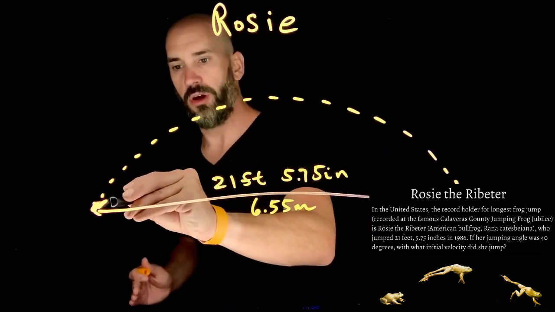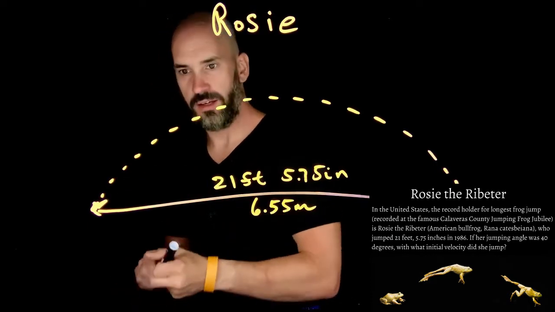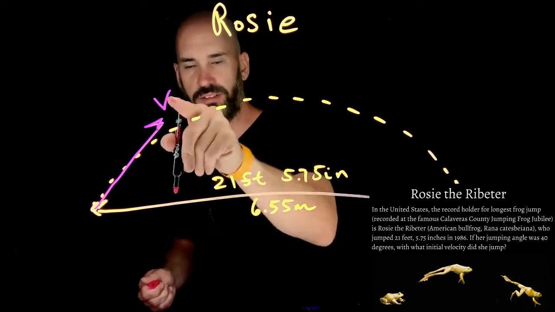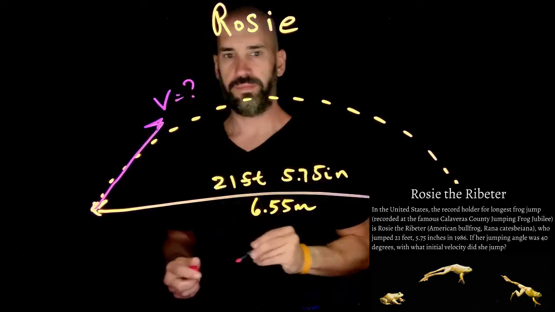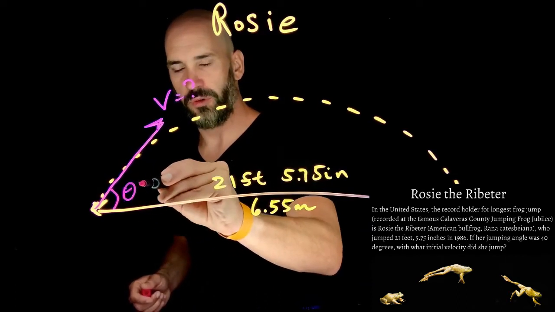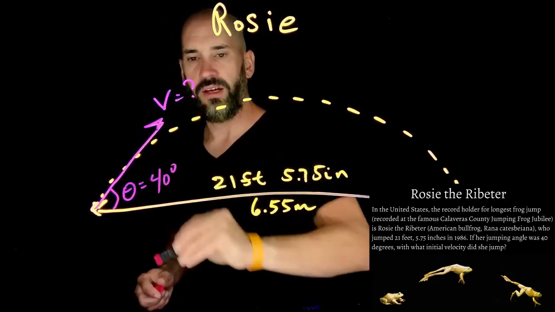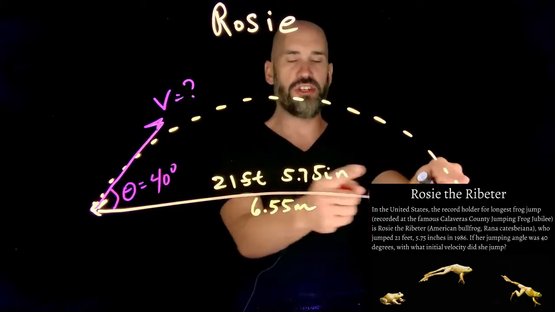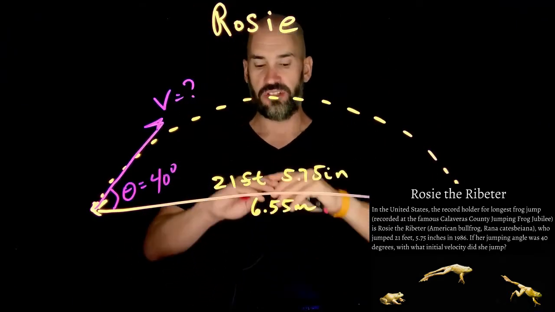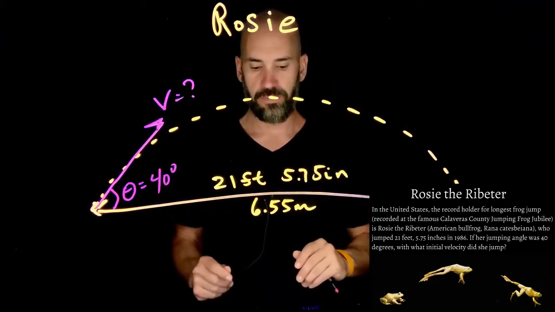Okay? We also know that, so this is the jumping velocity, right? This is what we're trying to find. This is our big question mark, right? And we know that the angle that she jumped was 40 degrees, okay? So the whole question is, if we know how far she jumped and we know the angle, can we find out what the actual velocity that she leapt off the ground with was, okay?